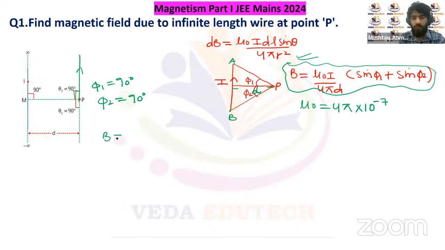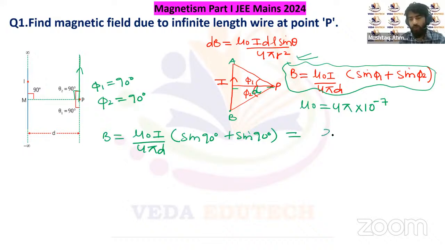I will be using this equation, that's B is equal to mu naught I upon 4 pi d, sine of 90 degree plus sine of 90 degree. Now sine 90 is 1, 1 plus 1 will be 2, it will be 2 times mu naught I upon 4 pi d. The 2 and 2 will get cancelled, we'll be left with mu naught I upon 2 pi d.